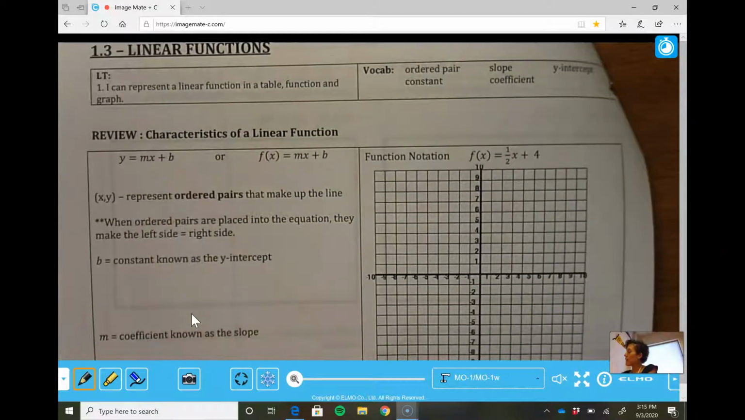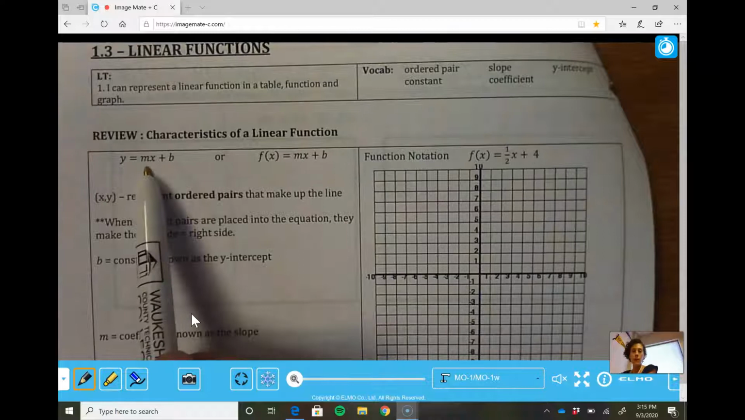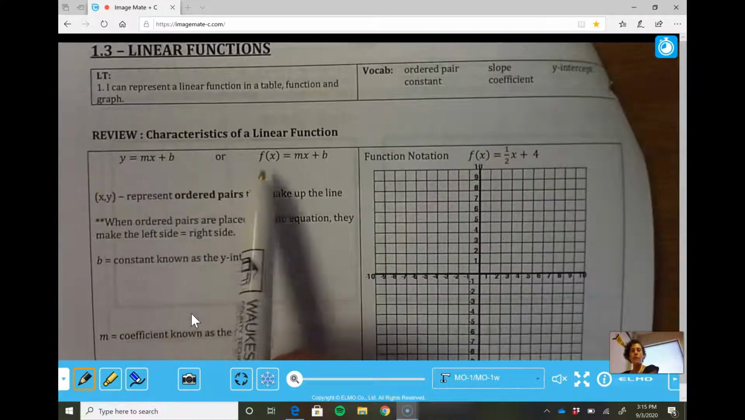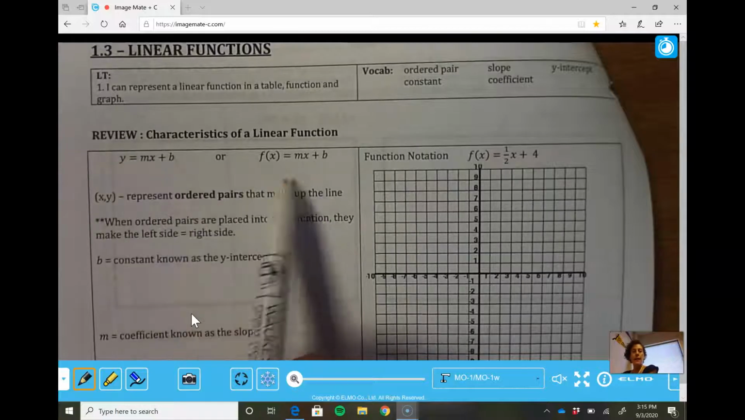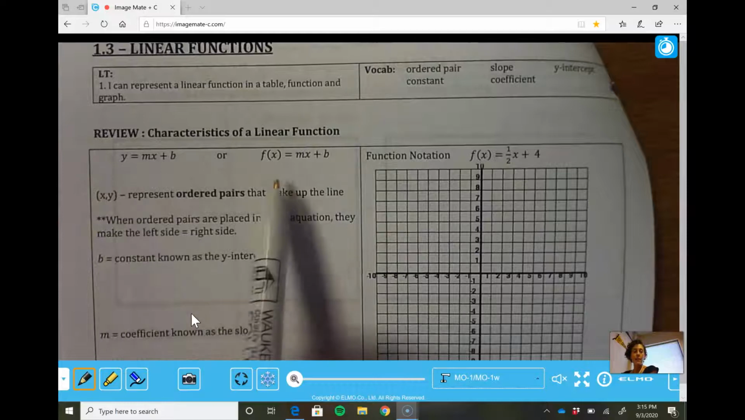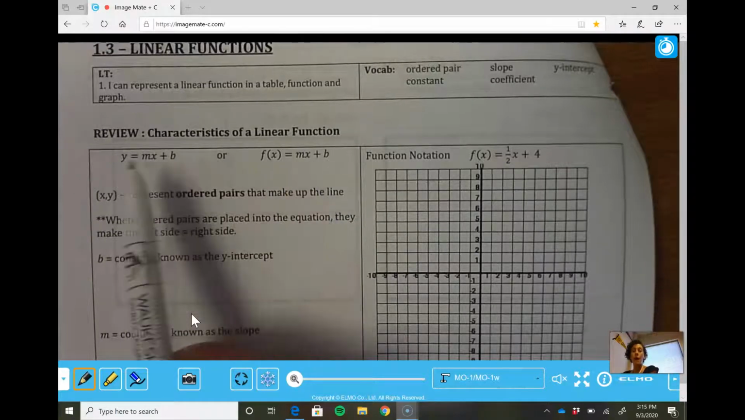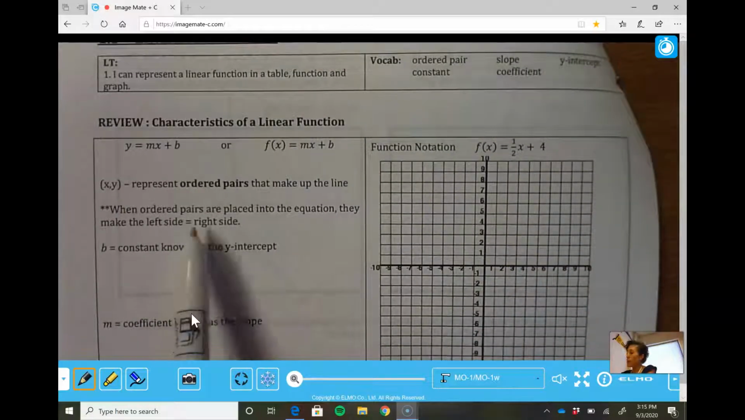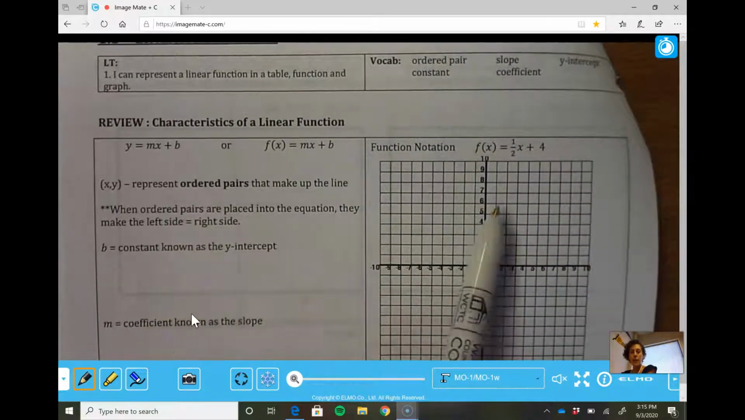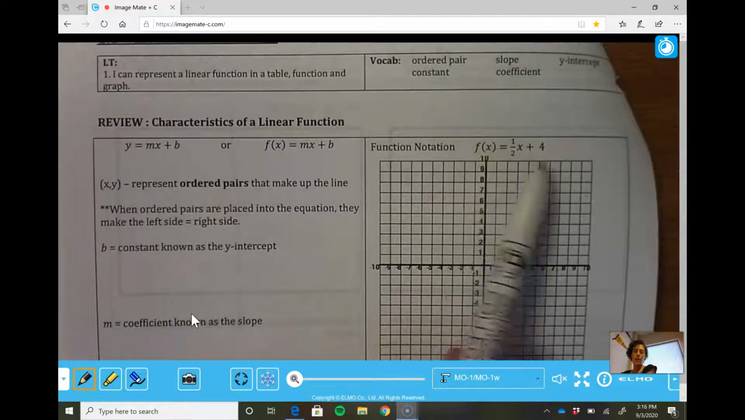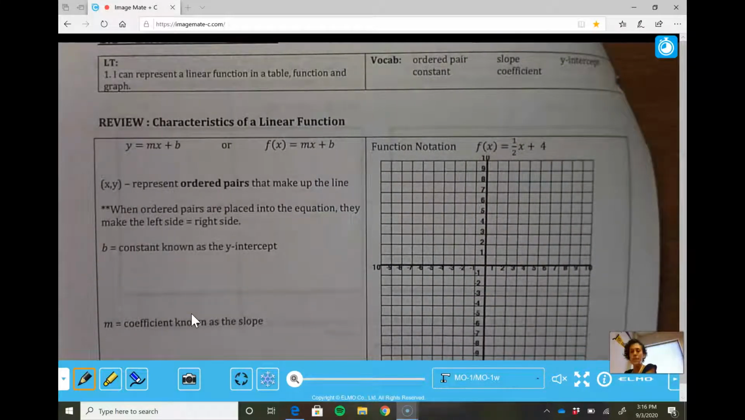So let's do a real quick recap. Remember, a linear equation is y equals mx plus b, and we're going to be using f of x instead of y. Just remember those are the two things. When you look at all the letters in here, x and y are just ordered pairs that are on the line that you graph. And when you put the ordered pair into your equation, it's going to make the left side equal the right side. I'll show you again what that means in a little bit.